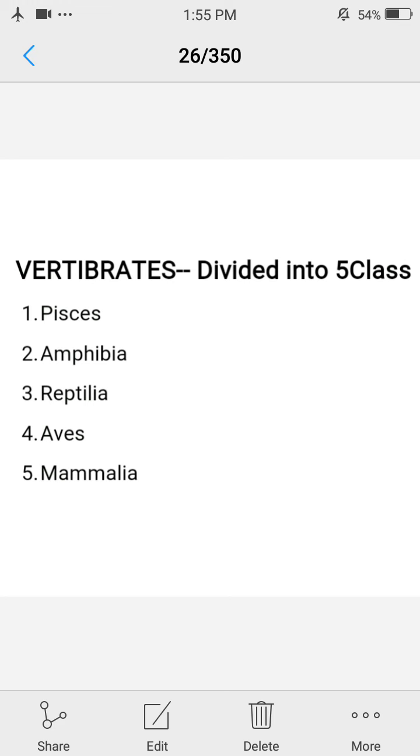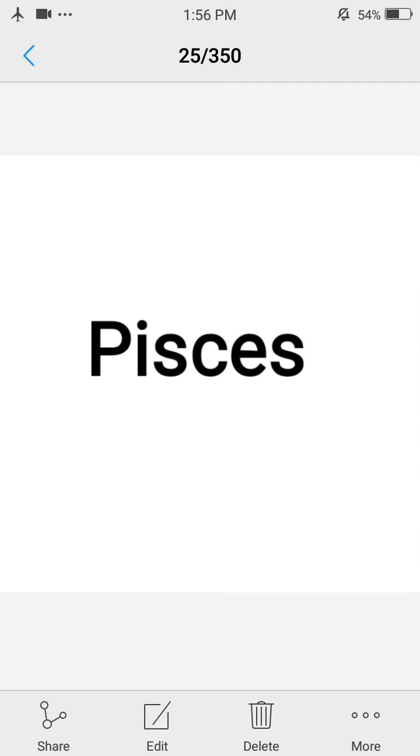The general characteristics of Pisces are: these are aquatic, and they have a streamlined body. Streamlined means the spindle-shaped body. Neck is absent. This shape helps them to move in water with the least resistance. They are cold blooded. Cold blooded means their body temperature fluctuates with the outside temperature. Means if the outside temperature changes, their body temperature will also change. They don't have any fixed temperature.